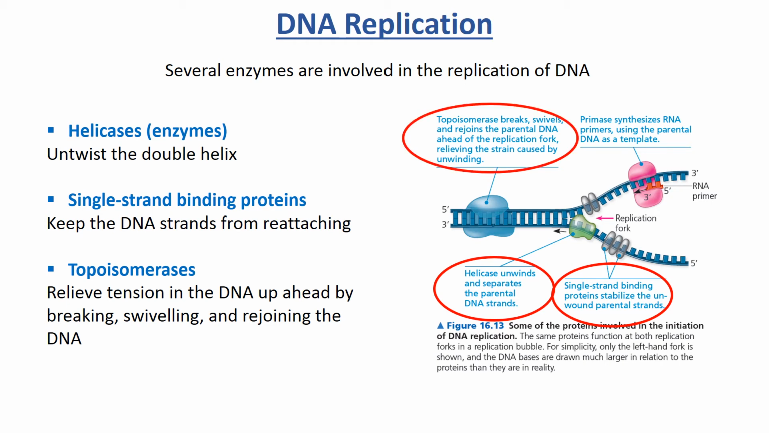Thirdly, there's a family of enzymes known as topoisomerases, and these are usually found up ahead on the double-stranded DNA, and what they do is that they relieve tension in the DNA by breaking, swiveling and rejoining the DNA.